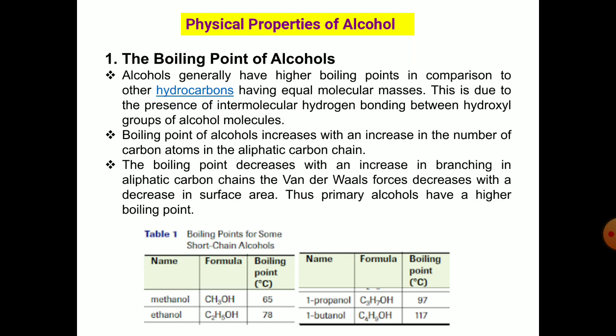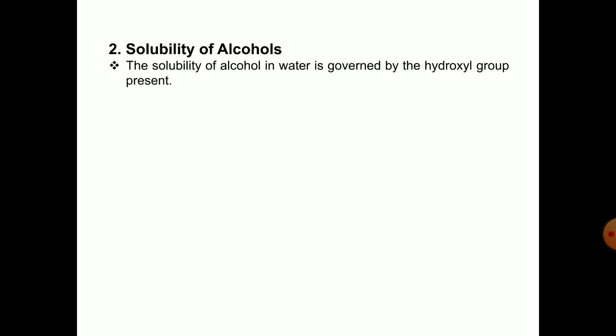1-butanol, C4H9OH, has a boiling point of 117 degrees centigrade. That implies that with an increase in the number of carbon atoms, the boiling point of the alcohol molecules increases. Let us come to the solubility of alcohols.